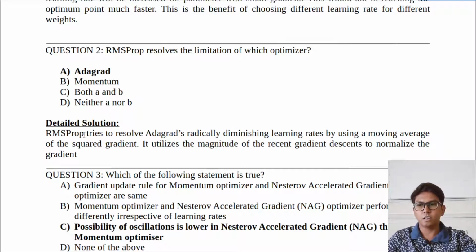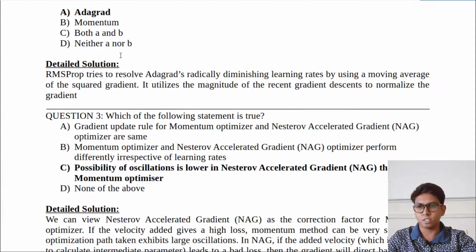Let's see why. RMSprop tries to resolve AdaGrad's radically diminishing learning rates by using a moving average of the squared gradient. It uses a moving average instead of a simple average. It utilizes the magnitude of the recent gradient descents to normalize the gradient. It uses recent gradient descents only. Hence, it solves AdaGrad's limitations.